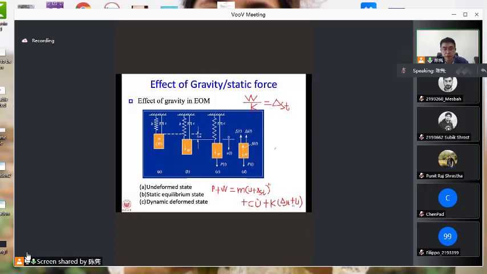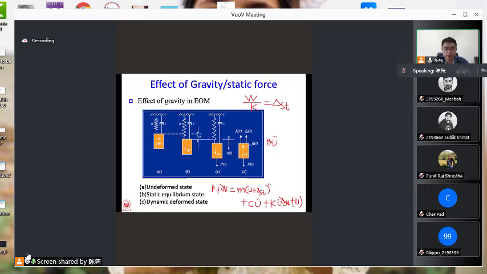And because k delta ST equals W, the W is cancelled from here. And delta ST is a constant, so when you differentiate it becomes zero. And then finally you get the equation of motion: m u double dot plus c u dot plus k u equals p(t).